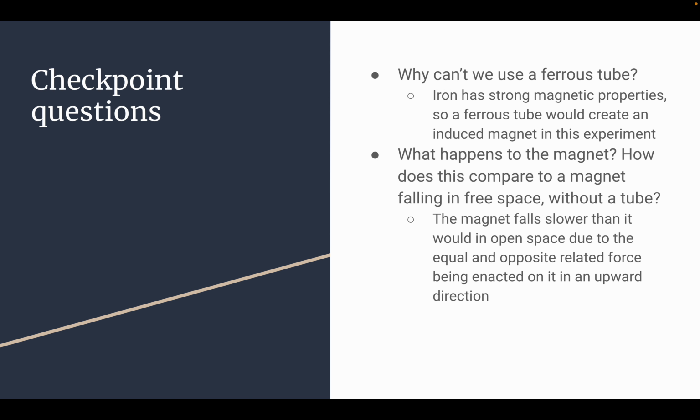So, some checkpoint questions. Why can't we use a ferrous tube? That's because iron has strong magnetic properties, so a ferrous tube would create an induced magnet in this experiment. And then, what happens to the magnet and how does it compare to what would happen in free space? It falls slower than it would in free space due to the force being acted on it in an upward direction.